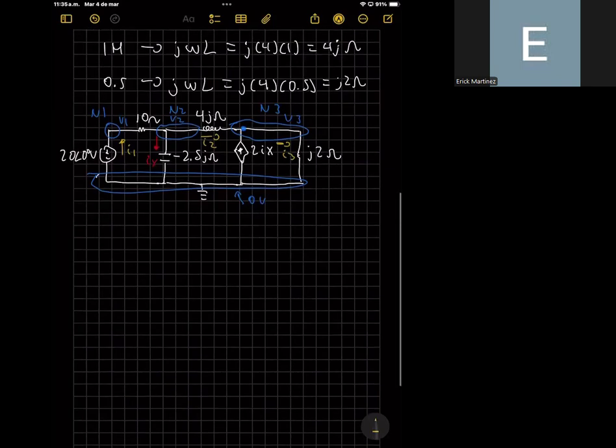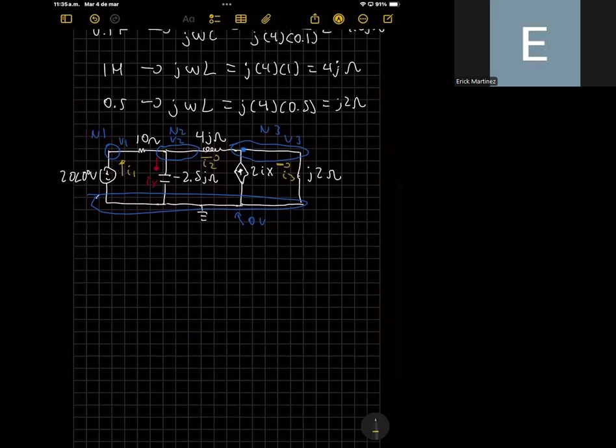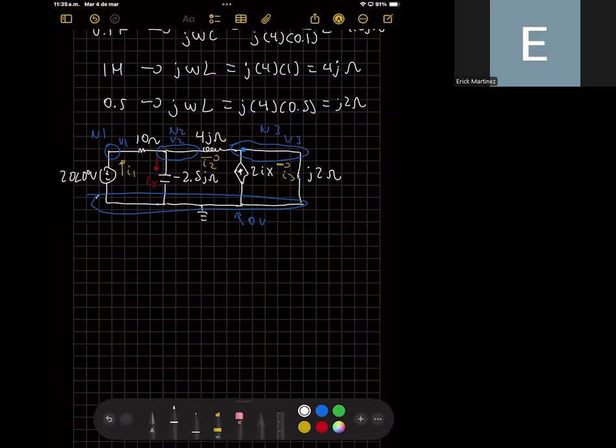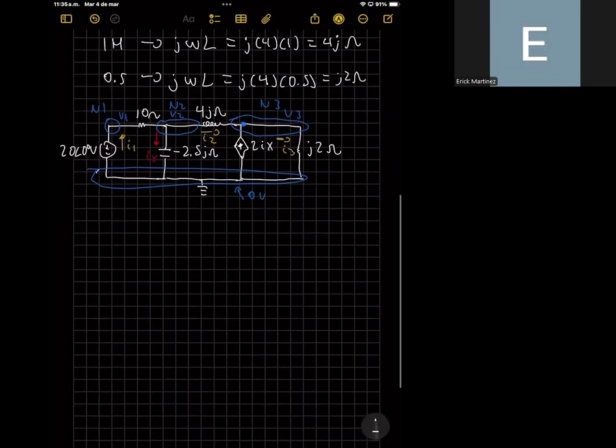So we have defined the nodes, we have defined the currents, and essentially what we need to do is to apply Kirchhoff's current law to each of the nodes. So for example, for node number 1, we can see that I1 is entering this node and I1 is the same current that is leaving, because it's entering this point and also leaving this point through this direction.